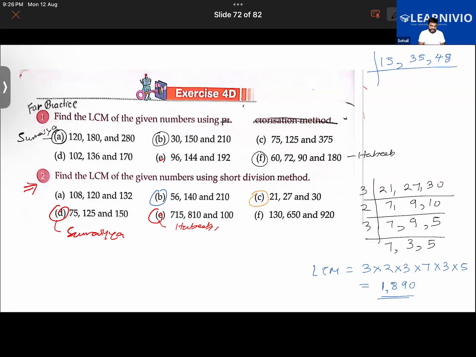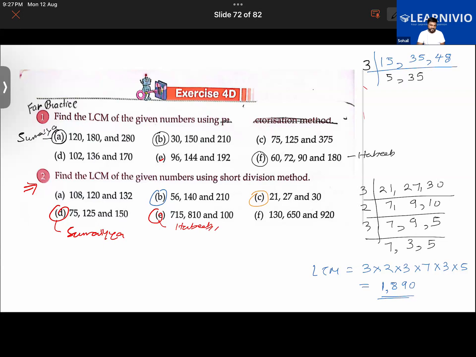So let us start with 5. Not 5. 5 will divide only 15 and 35, but not 48. You can start with 5 also, no issue. But usually we try to start with the smaller numbers like 2 or 3. You can begin with 5 also. It will be correct, but let us start with 3. 3 fives are 15, but 35 is not divisible by 3, so just leave it as it is. If the number is not divisible, just leave it as it is.